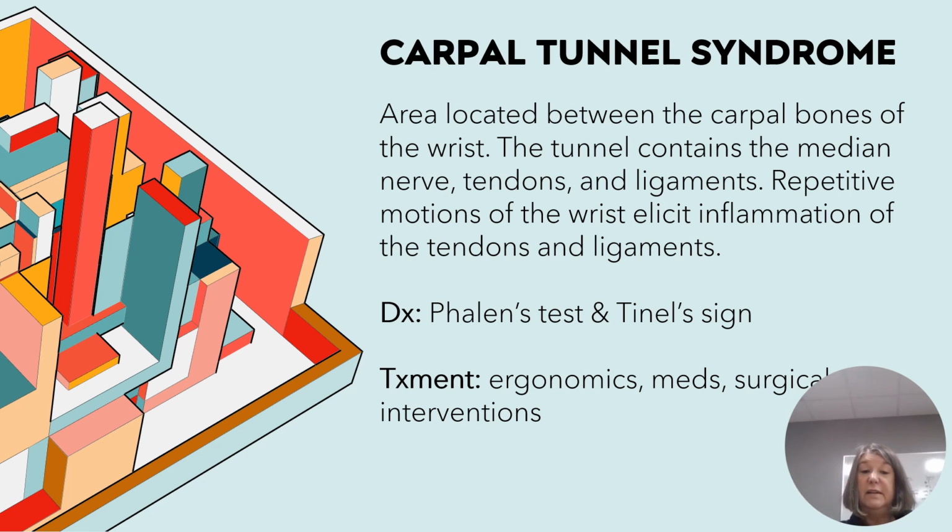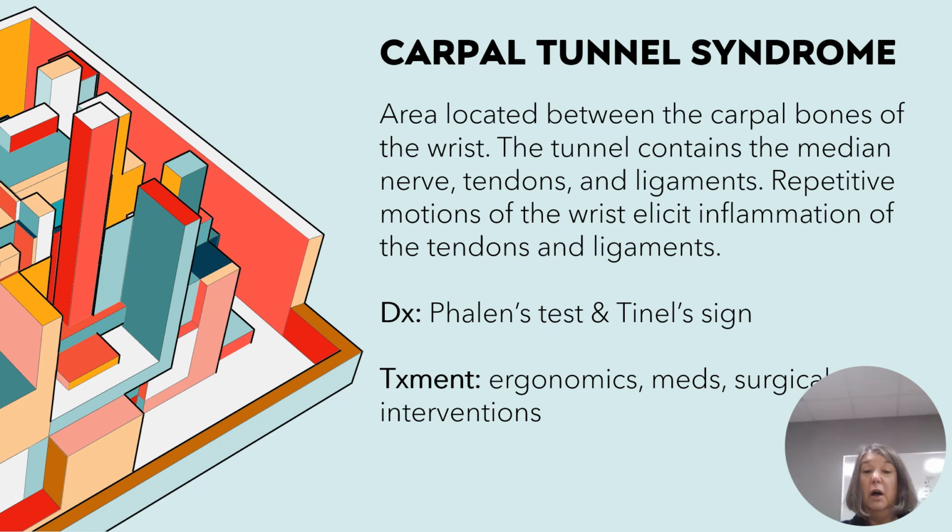And then there's Tinel's sign, which is tapping the median nerve over the carpal tunnel at the wrist, and this will elicit tingling over the nerve region of the wrist. Okay, so Tinel's sign is tapping the nerve, and you're going to get tingling, and Phalen's sign is putting the back of the hands together, which compresses the median nerve, and you'll have the tingling and all of that. There are also nerve conduction studies and stuff like that they will do.